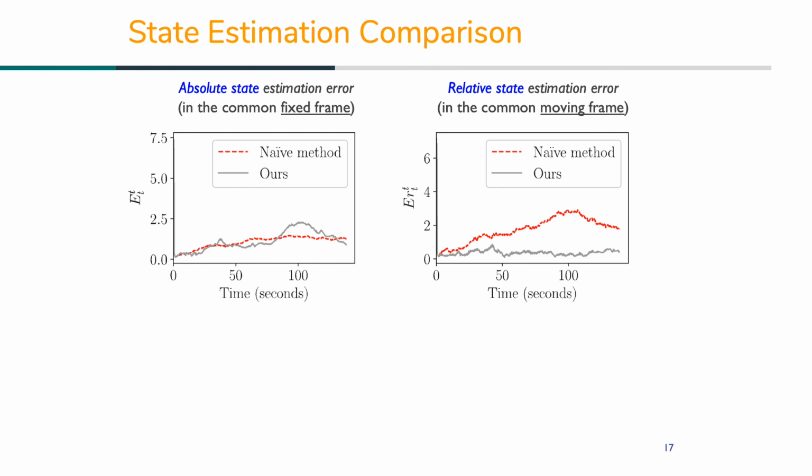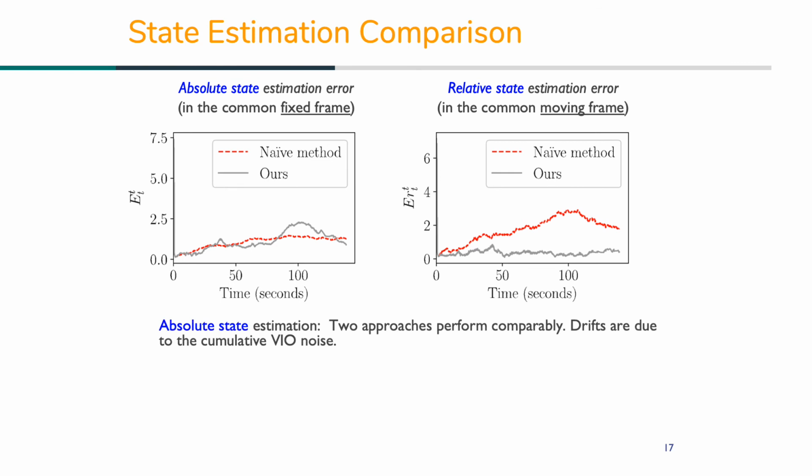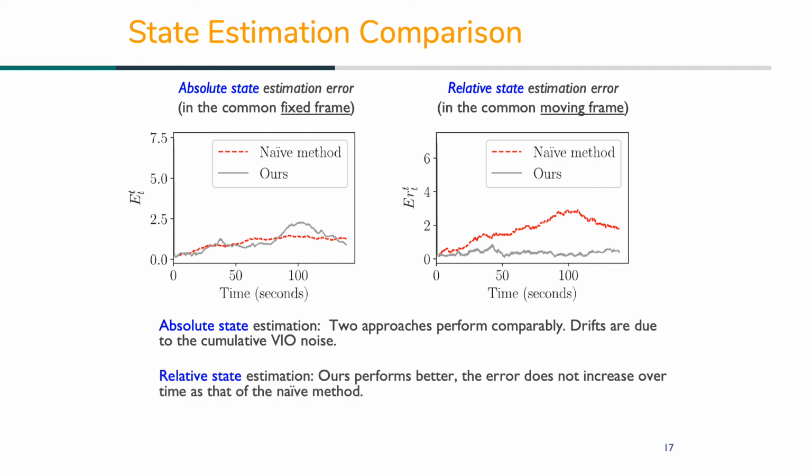On the two figures, the x-axis shows the time while the y-axis shows the MSEs of the errors. The left figure shows the errors with respect to the common fixed frame. The right figure shows the errors with respect to the common moving frame. As you can see, when it comes to absolute state estimation, the two approaches perform comparably, and the drift is due to the cumulative VIO noise. However, when it comes to relative state estimation, ours performs better, and more interestingly, the error does not increase over time as that of the naive approach. This suggests that ours is better at maintaining the spatial configurations.